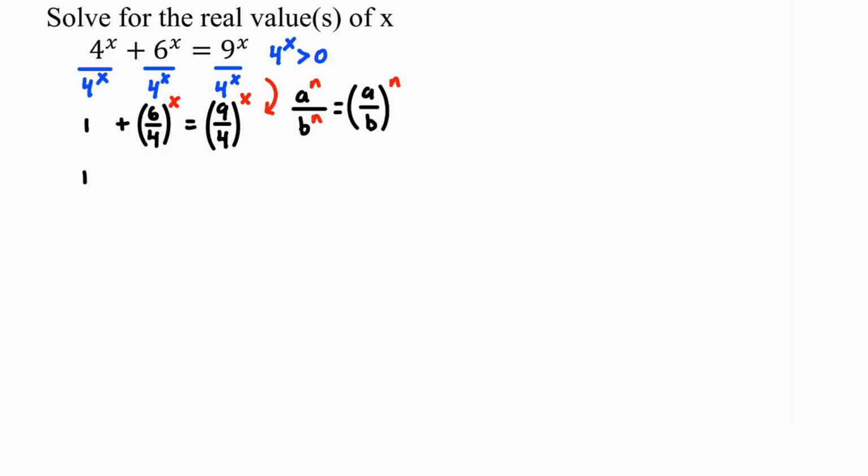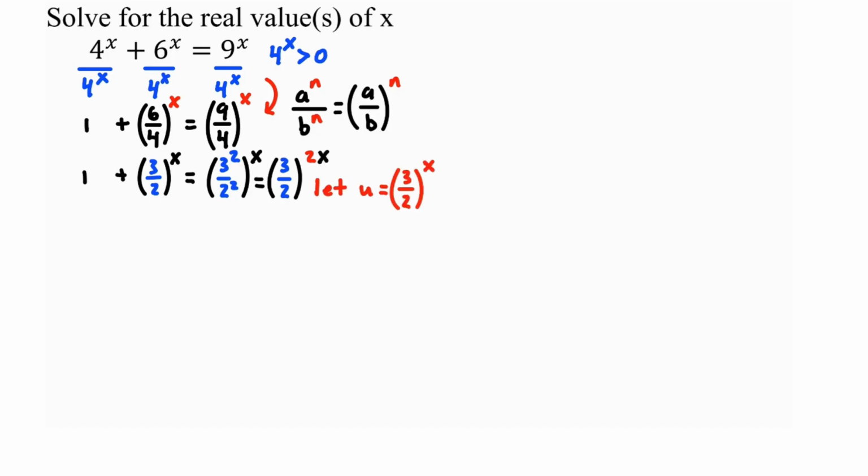Next, we'll simplify 6 over 4 to be 3 over 2, and we'll rewrite 9 over 4 as 3 squared divided by 2 squared. Now we apply the same exponent property, and we have 3 over 2, the whole thing to the power 2. Don't forget the power of x. Now let's let u equal 3 over 2, the whole thing to the power x, which is another exponential. So we'll note that u is greater than 0. So we'll substitute this in, and we get 1 plus u is equal to u squared.